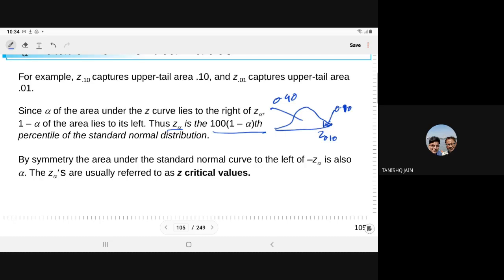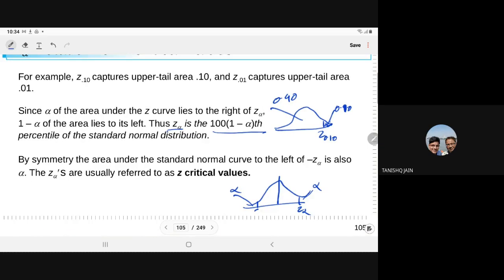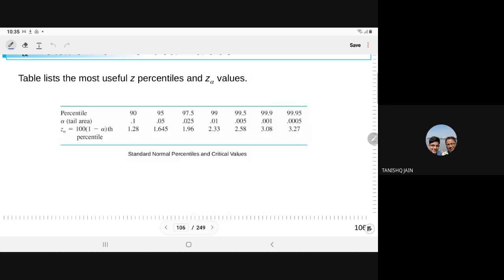It is just the notation. By symmetry, if the right side area of Z alpha is alpha, then the left side area below minus Z alpha is also alpha. So by symmetry, the area under the standard normal curve to the left of minus Z alpha is also alpha. Generally this notation we use for the critical analysis.